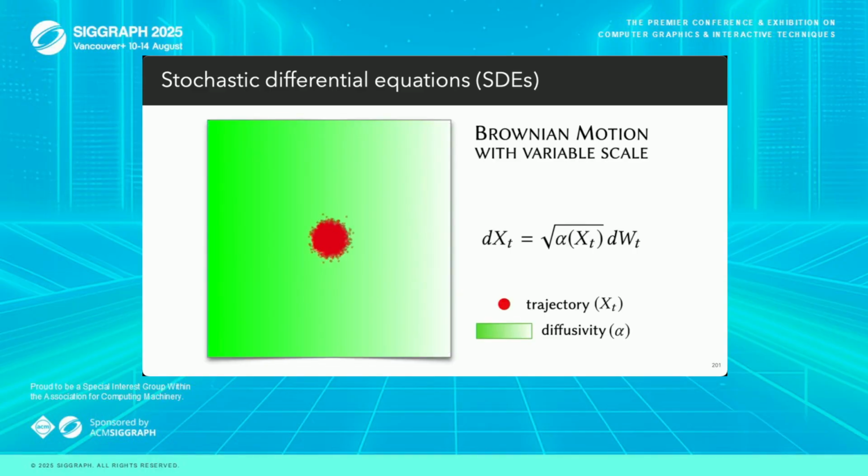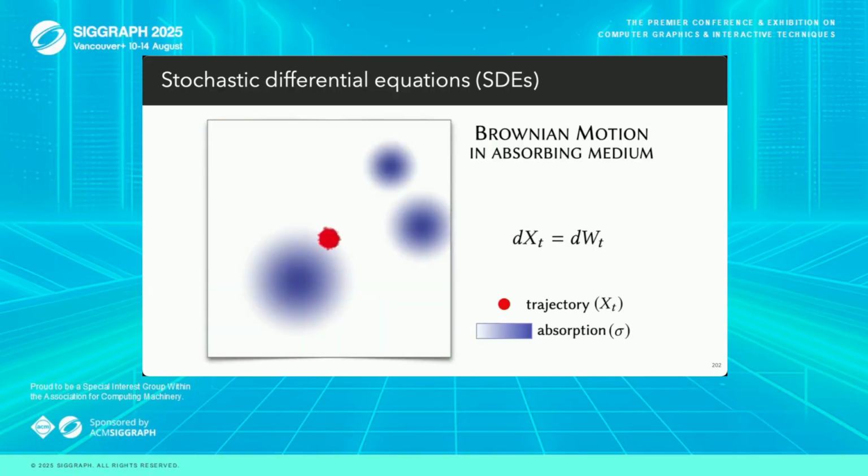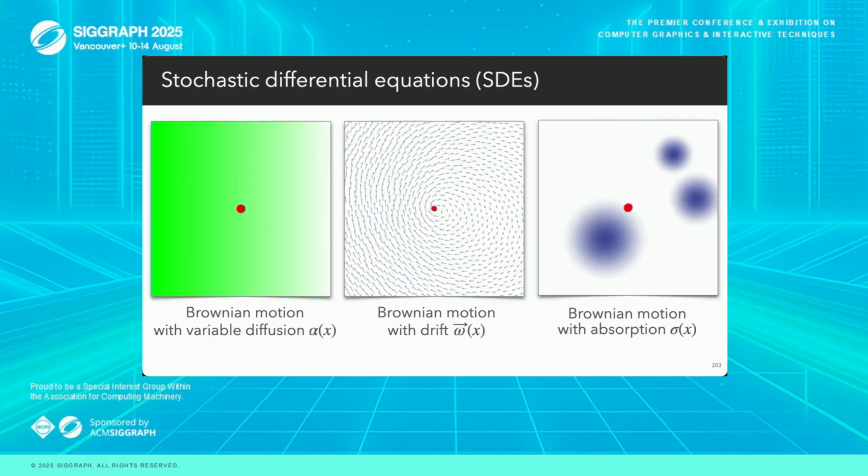We can also modulate the strength of this random motion using a scalar function alpha. So as alpha increases, things heat up, and particles move faster. And finally, random walks can also be absorbed into a background medium, where the coefficient sigma controls the strength of absorption. Sigma actually doesn't show up in the stochastic differential equation, but will be incorporated in just a moment.